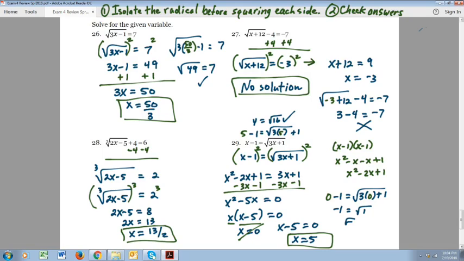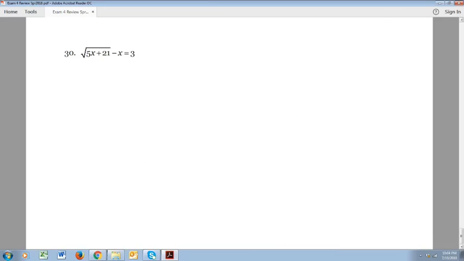Alright, let's move on to number 30. Now notice we don't have the radical isolated, so we need to add x to both sides. And so now this is just like 29. In fact, you may want to stop the video and see if you can do this one, doing the exact same thing we just did on the last problem.